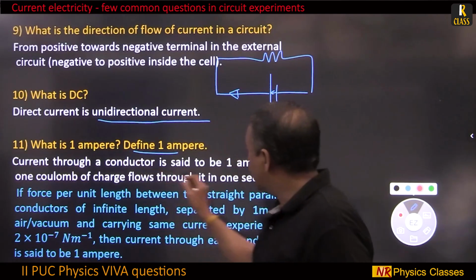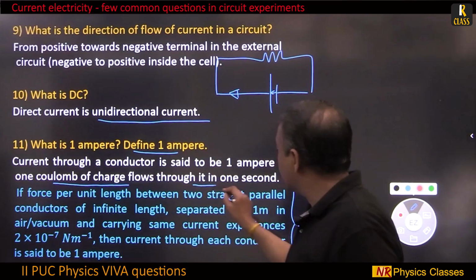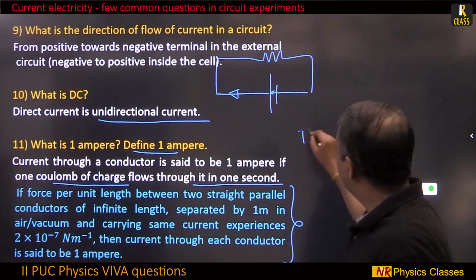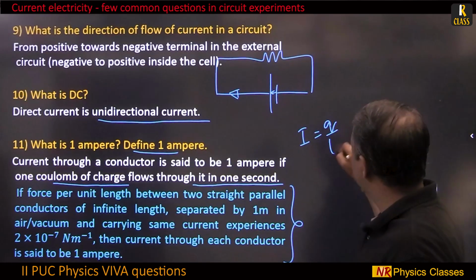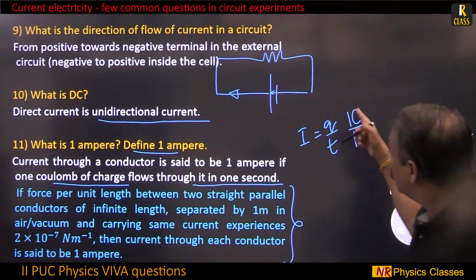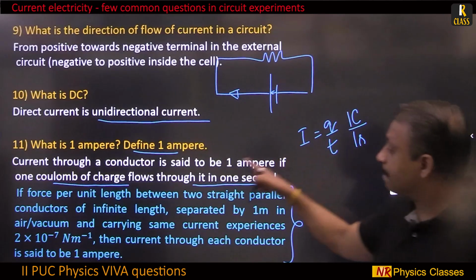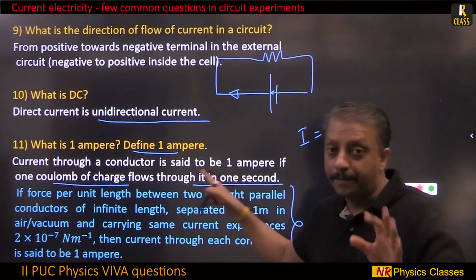So 1 ampere current: when 1 coulomb of charge flows through a conductor in 1 second, current equals charge by time. 1 coulomb of charge in 1 second. 1 coulomb of charge flows through a conductor in 1 second means it is said to be 1 ampere.